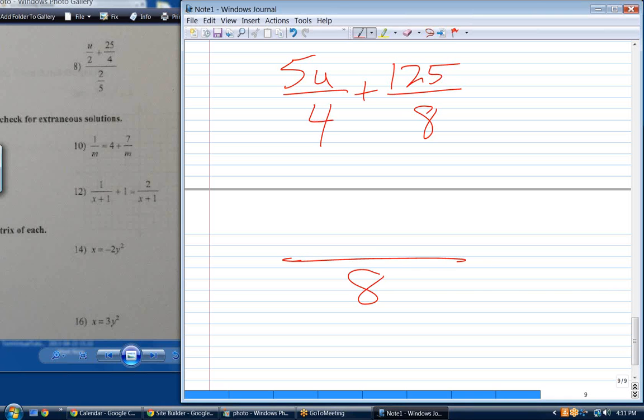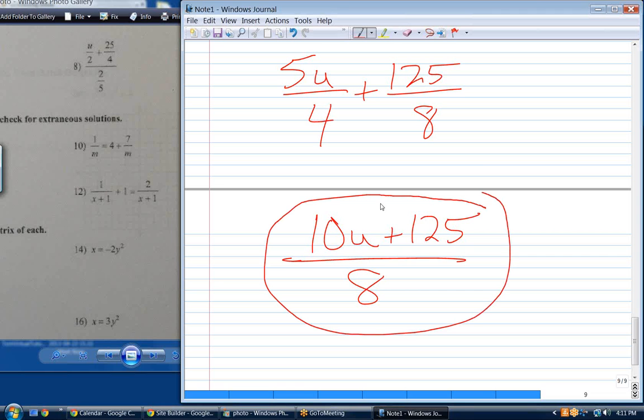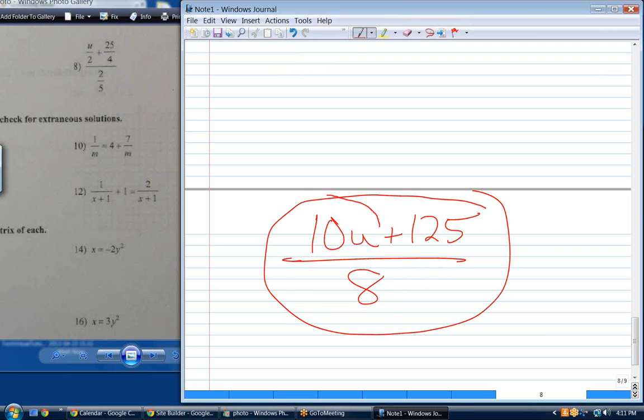So what's the top look like? 10u plus 125. Okay. And I'm comfortable with that. Now, do notice something on this answer. I can change this into two partial fractions. I can make it this plus this.